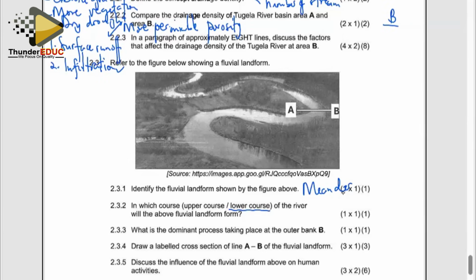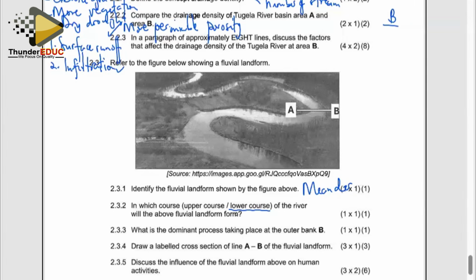Typical landforms in the upper course are rapids, gorges, waterfalls, and V-shaped valleys, because of high rates of erosion and the steepness of the landscape in the upper course. But as we go to the lower course, the ground becomes gentle. The river starts to wind as it tries to identify and locate areas of weakness to flow. Right, we move to the next question.